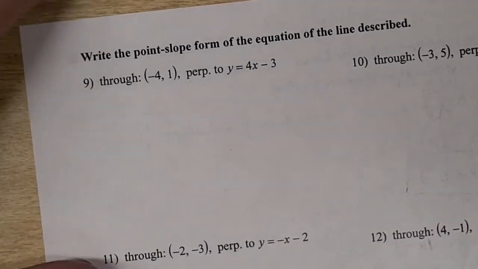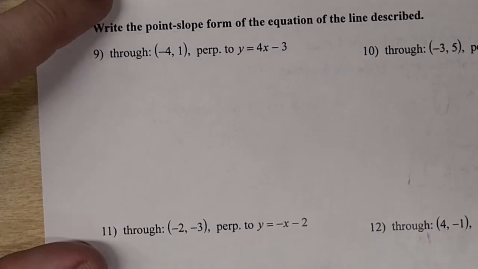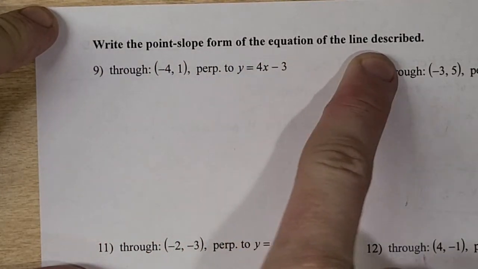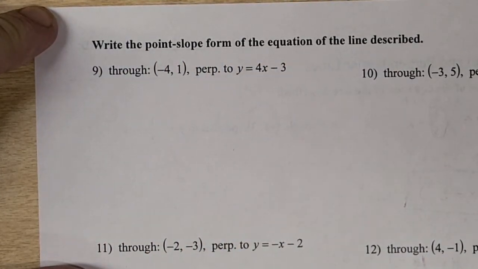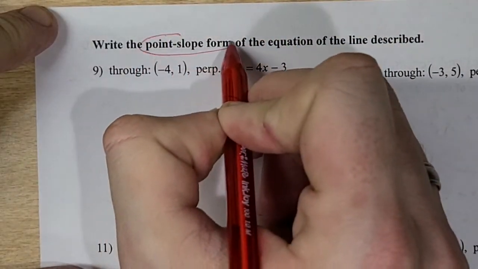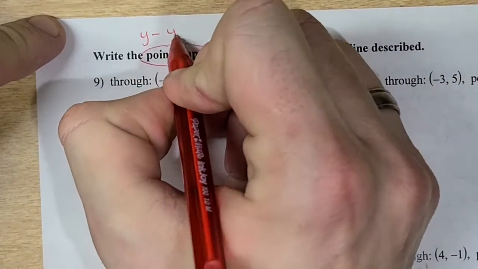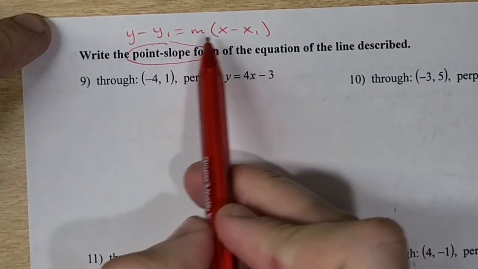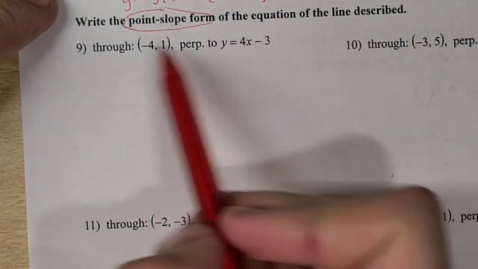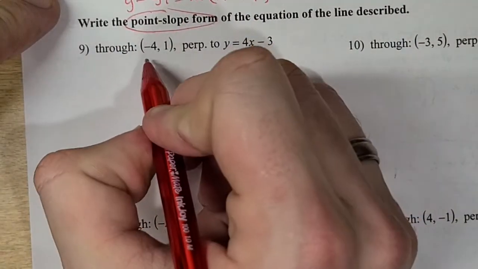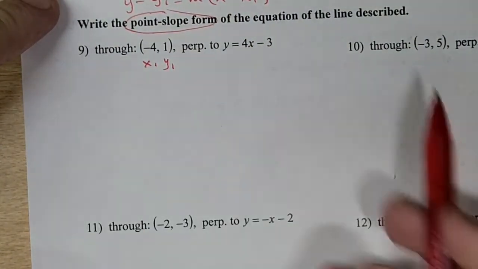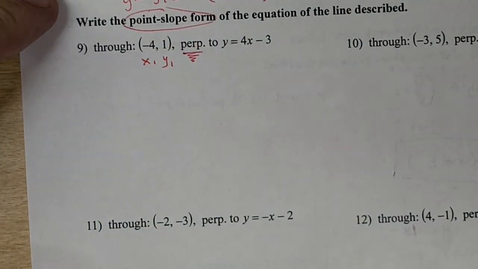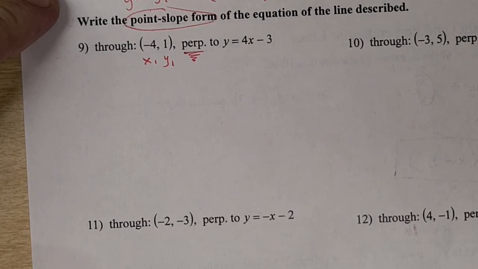All right, now let's get into some more fun. Write the point slope form of the equation of the line described. So we are back to point slope form. We're back to y opposite y1 equals slope times x opposite x1. Our final answer will be in this form. But if you look at number 9, it gives you a point, so you have an x1, y1, but it gives you a perpendicular line. Perpendicular. Okay, so a little trickier.